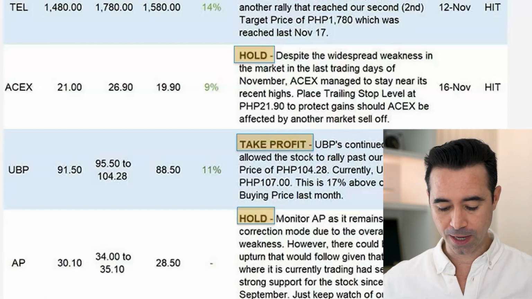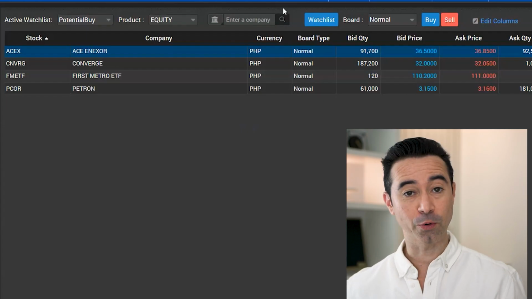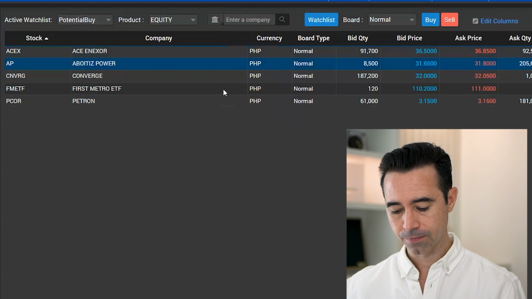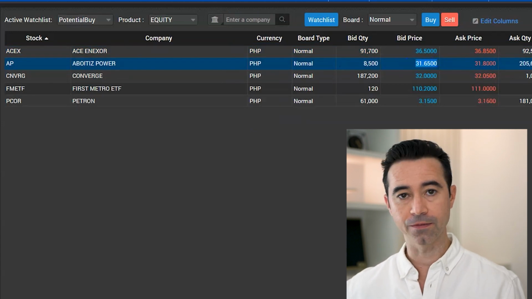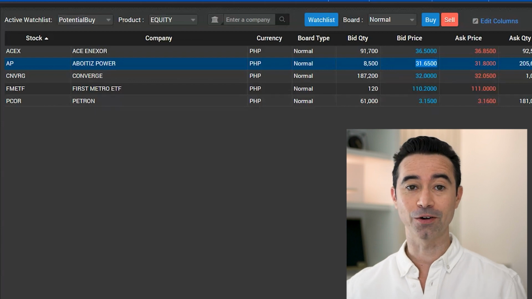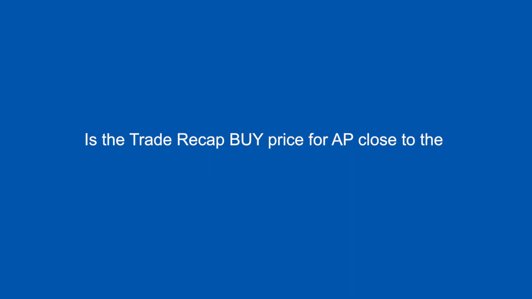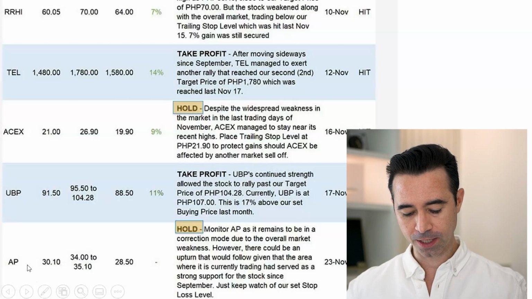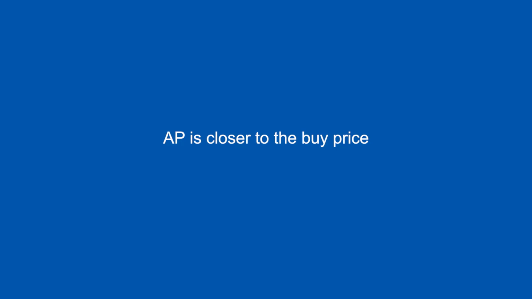So I'll move on to AP. I'm in the trading portal, I'm going to enter AP, and now I can see that AP is trading at 31.6500 pesos. Again, I'll go back to the trade recap. Here I can see that AP is actually trading closer to the buy price, so 30.10 pesos.